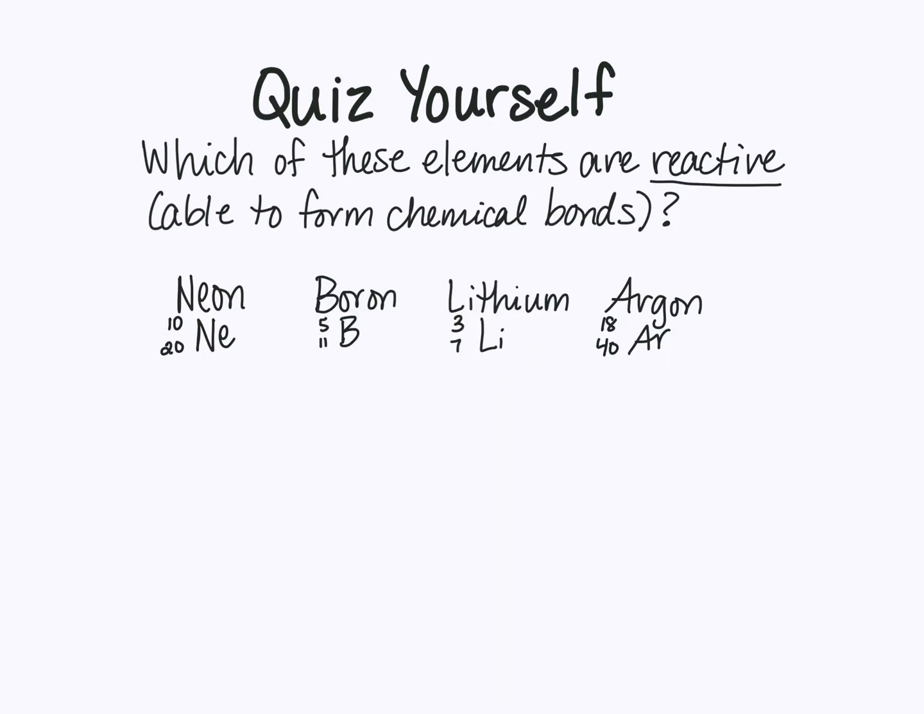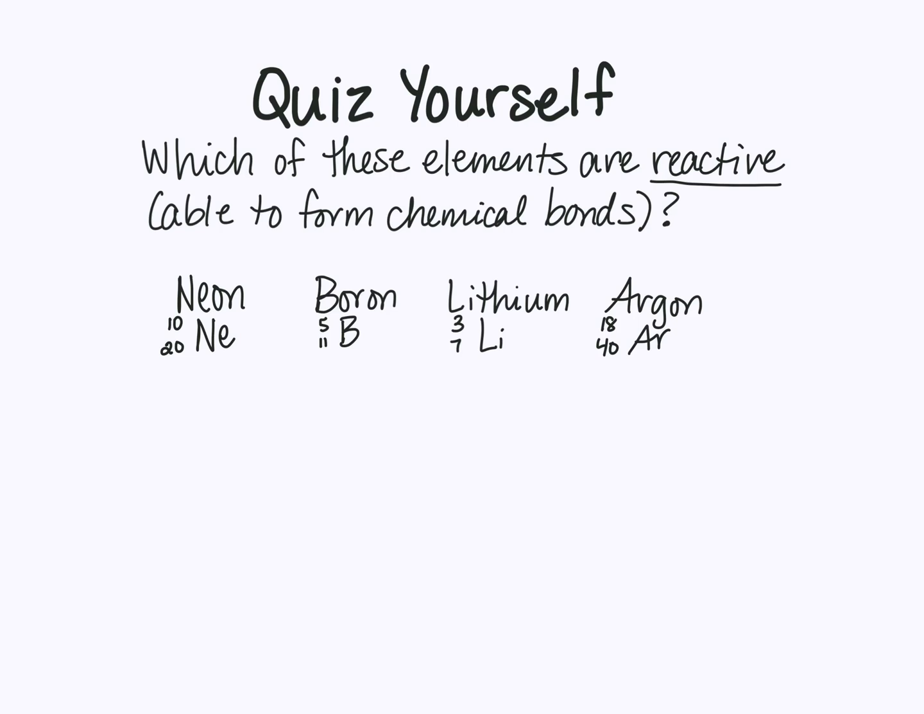Take a moment to quiz yourself to see if you understand how to figure out which atoms are reactive or likely to form chemical bonds and which ones are not. So I gave you 4 examples here, and I gave you the atomic number and the atomic mass number, which you could also just find on a periodic table. So I recommend that you pause the video, work these out, and then I'll give you the answers when you resume.